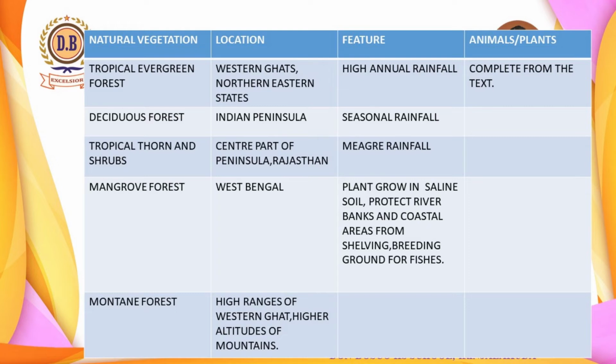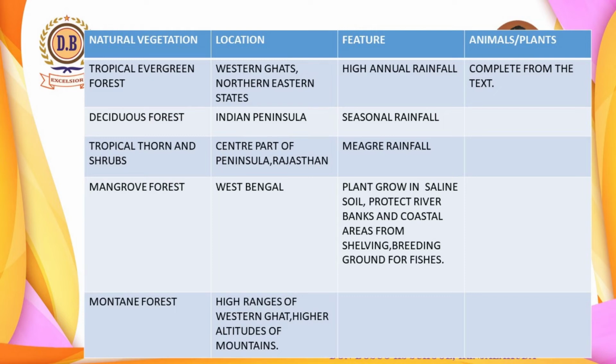Tropical thorn and shrubs. Now, what is a feature of this region? Rainfall is meager, very less rainfall. Then, where is the location? Location is Rajasthan desert and central part of the peninsula. Then, which are the plants and animals that we see? Camel, vulture, eagle, reptiles. Then the plants that we see there are thorny and shrub vegetation. Either you can write this thorny and shrub vegetation under feature or under the plant section.